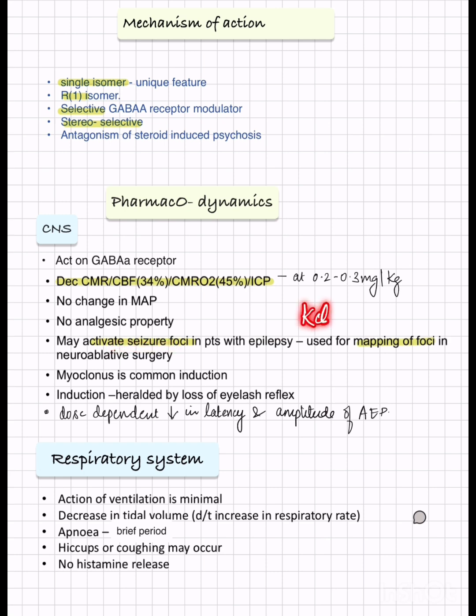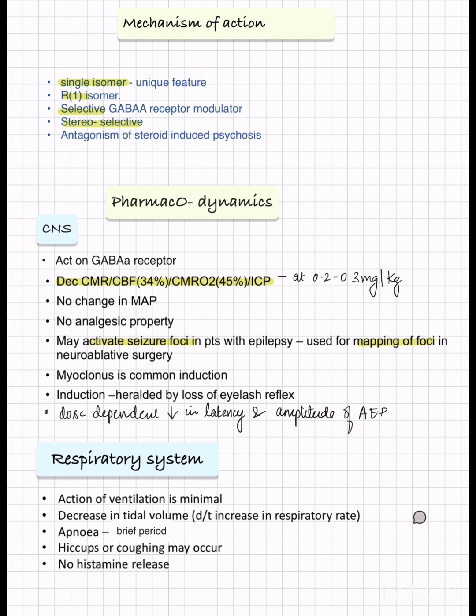What was ketamine doing? Can you tell me about ketamine during epilepsy procedures? And also methohexital, what was it doing? You have to go through my previous videos for that. They may activate seizure foci in patients with epilepsy, and are used for mapping of foci in neuroablative surgeries. Myoclonus is also among the common problems of etomidate. Very important. It causes myoclonus, as you must have seen with methohexital, which caused excitatory symptoms.